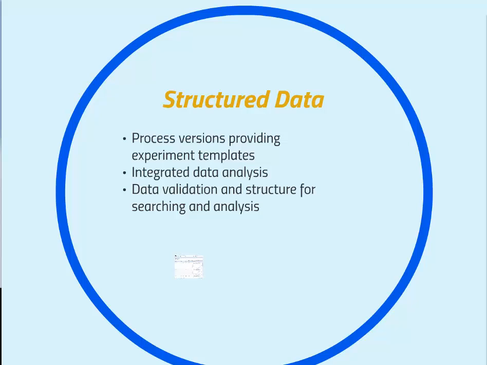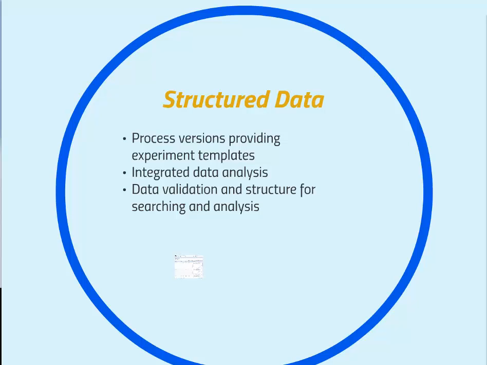The third aspect of the BioRails electronic lab notebook, which differentiates it from many other notebooks, is that it's based also not just on unstructured information but also on structured data. It uses aspects of the BioRails DM system to be able to create process versions for recording structured information and have associated experiment templates. These allow you to add integrated data analysis for things like curve fitting, statistical summaries, charting and graphing of data.